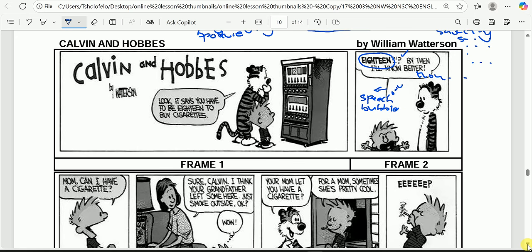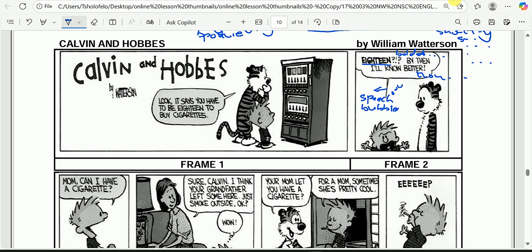And then we've got Hobbs, who's saying, look, it says you have to be 18 to buy cigarettes. Frame 1. Frame 2, he says 18. And can you see question mark? Let me just erase this so that we are able to see clearly. Yes. You have question mark and an exclamation mark. By then I'll know better, exclamation mark. Now 18 here, bear in mind font size, it's now bolded.